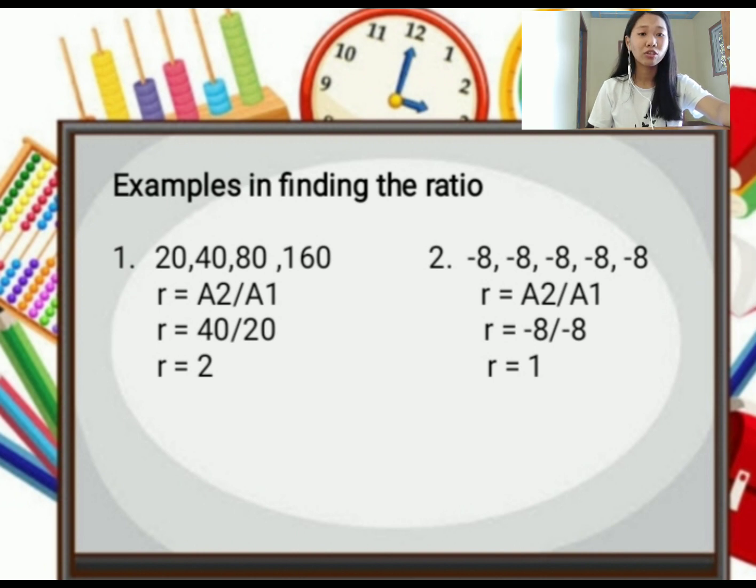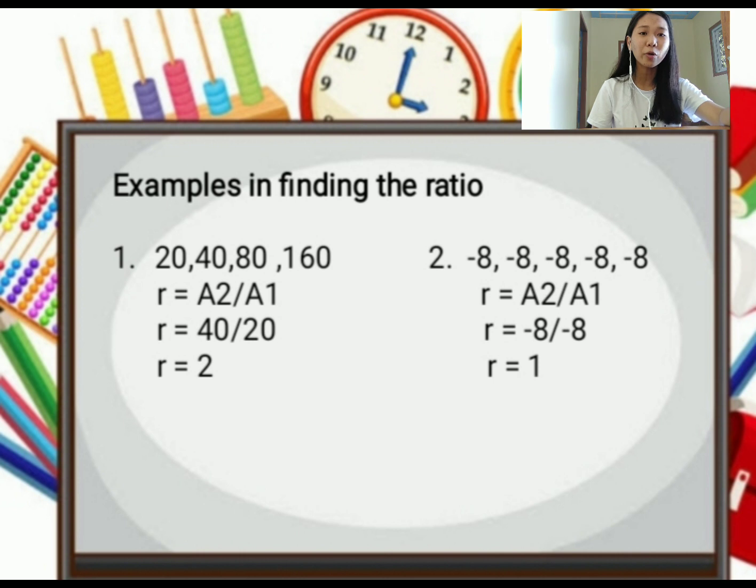If we multiply 2 by 20, the answer is 40. If we multiply 40 by 2, the answer is 80, and if we multiply 80 by 2, we get 160. That is what we call the pattern in a geometric sequence, made by multiplying by the ratio that you get from the given geometric sequence.